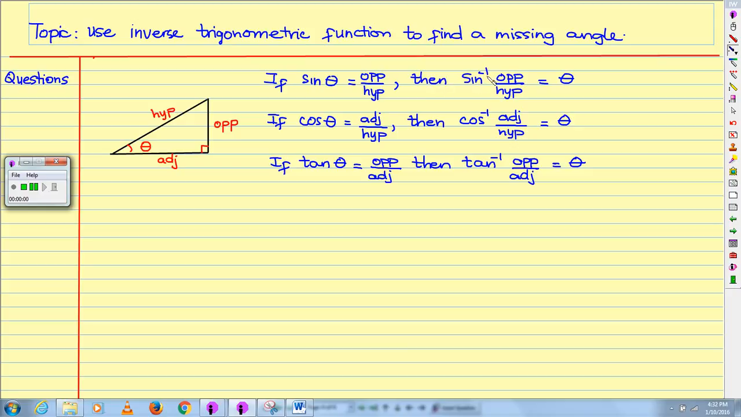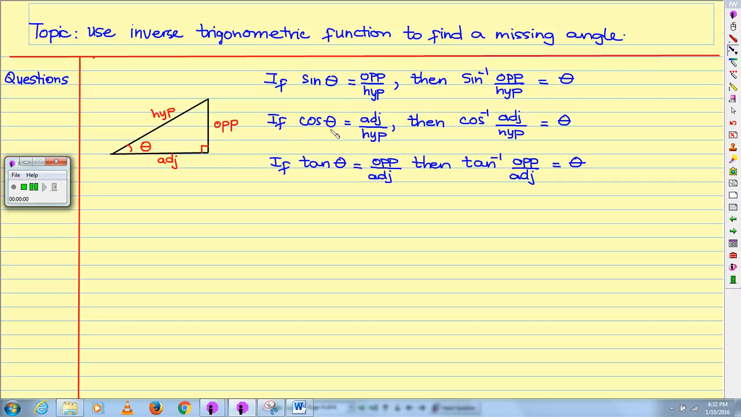This notation means inverse, so you think about the inverse of a function. Inverse sine of opposite over hypotenuse is the angle theta. So you use the inverse trigonometric function to find the angles.